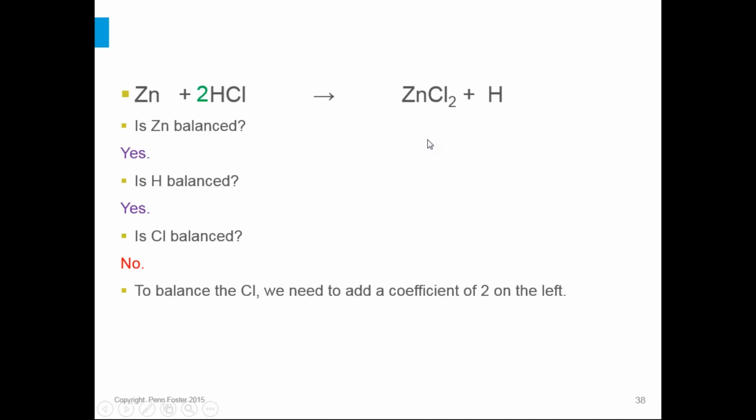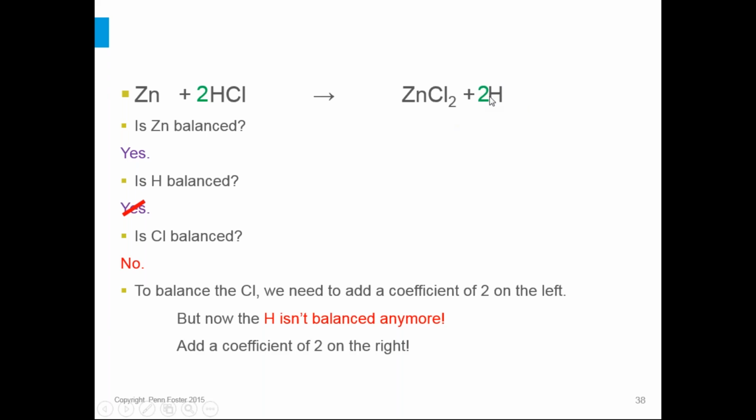But now we've gone and screwed up the hydrogen. Okay, now we have two hydrogens here and only one over here. Fortunately, this hydrogen ion is just hanging out by itself, so it's easy enough to fix without screwing anything else up. We just add another coefficient to that hydrogen, and now we have two. So let's check through everything else.